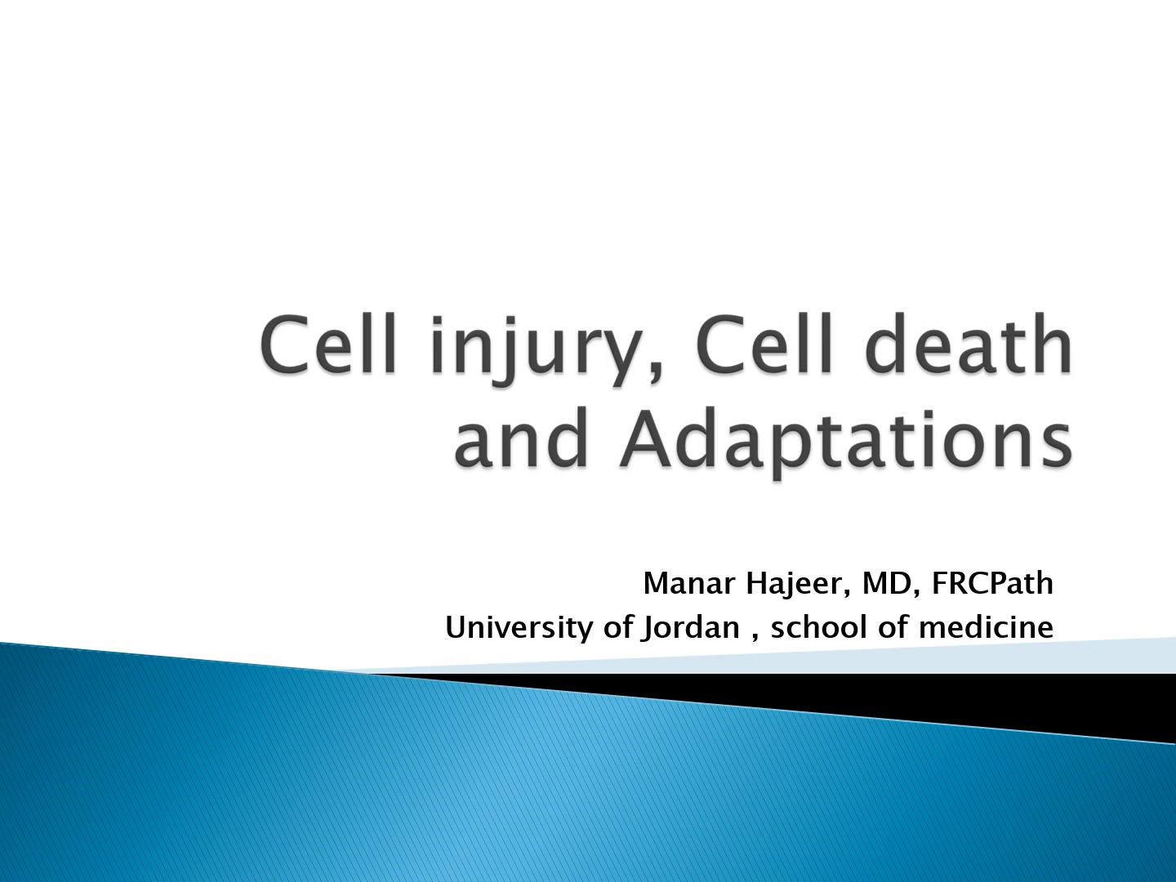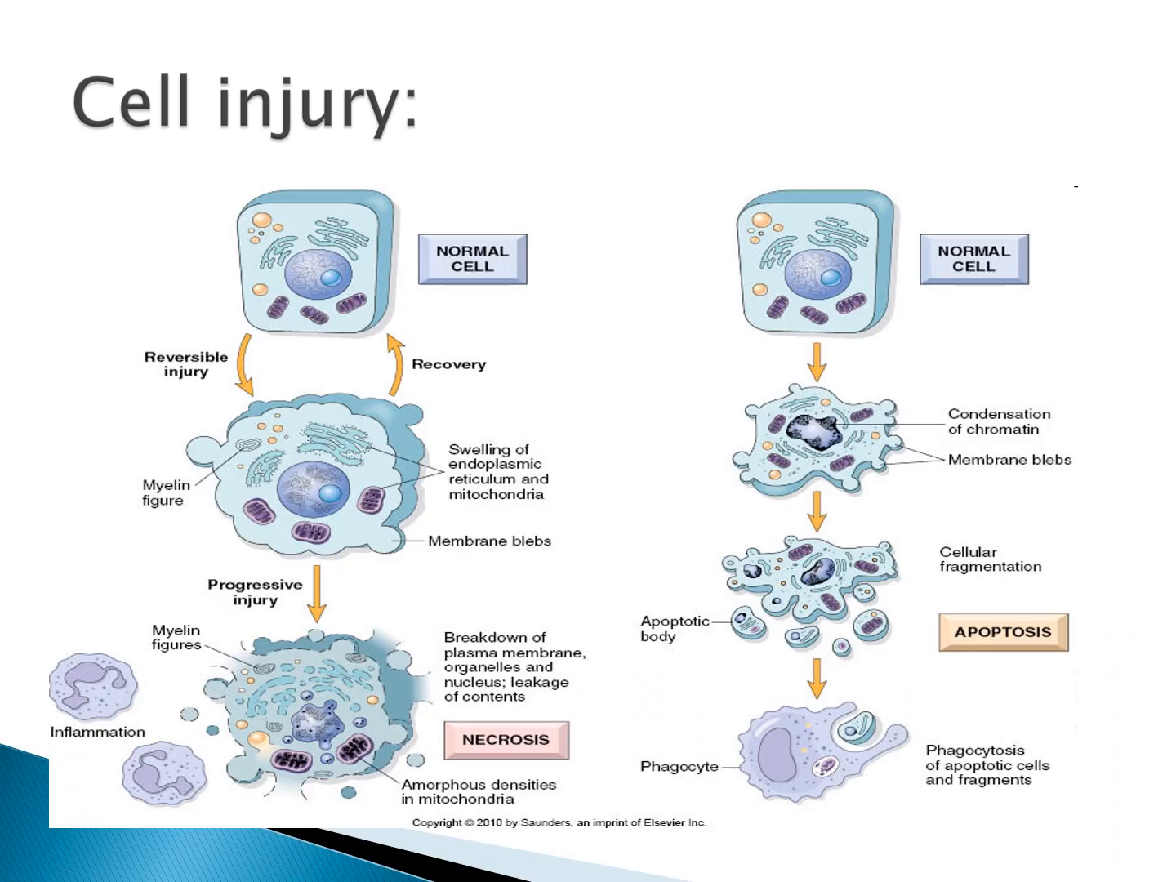So welcome back again to the second part of the cell injury, cell death and adaptations lecture. During this lecture, we will discuss the patterns of cell injury, reversible and irreversible cell injury, their morphologic and ultrastructural alterations in the affected cells, and the different patterns of necrosis type of cell death. So let's start with this very important illustration regarding the cell injury and different types or patterns of cell death.